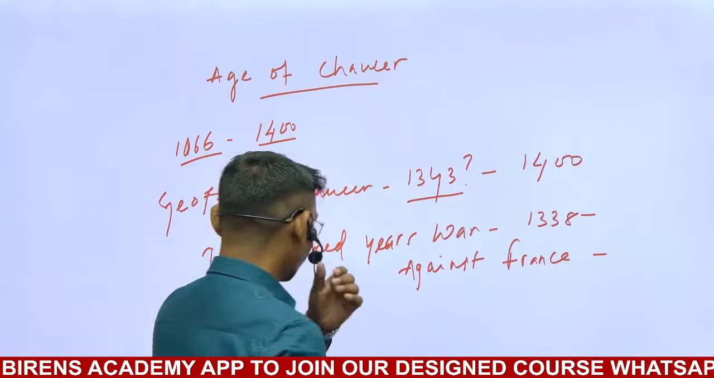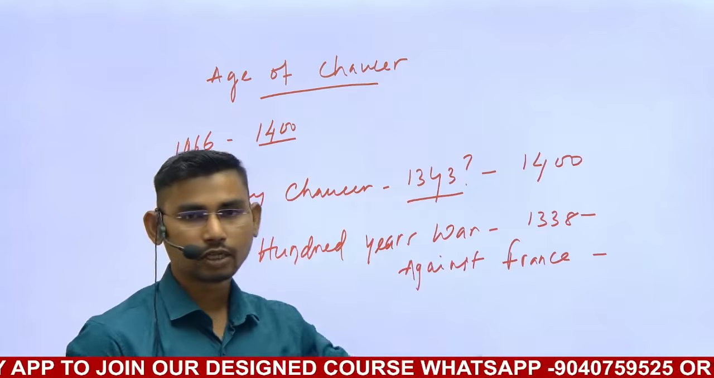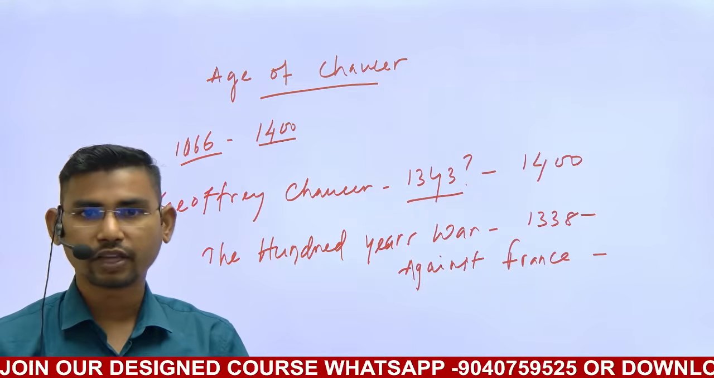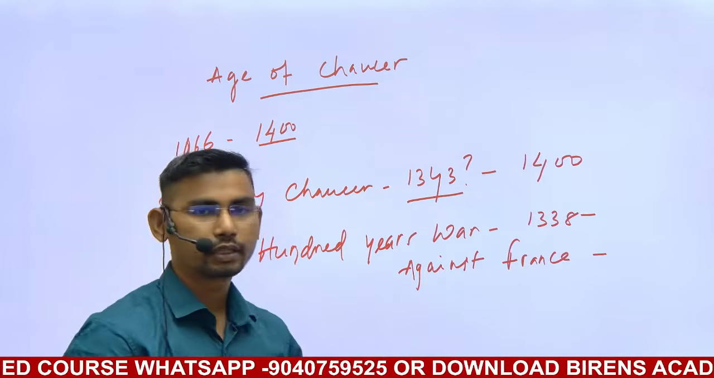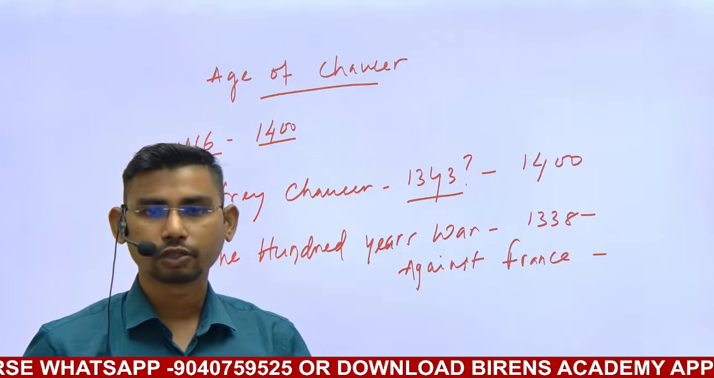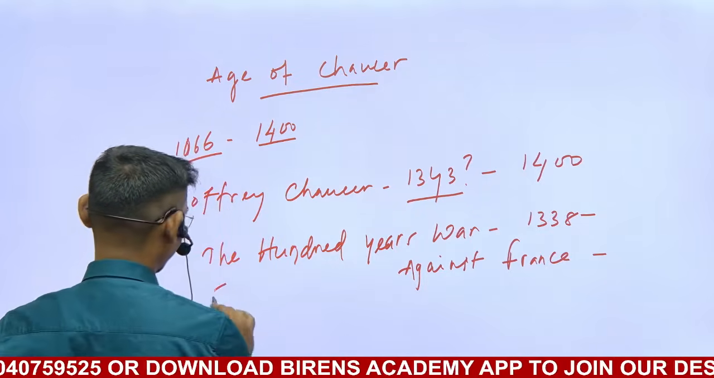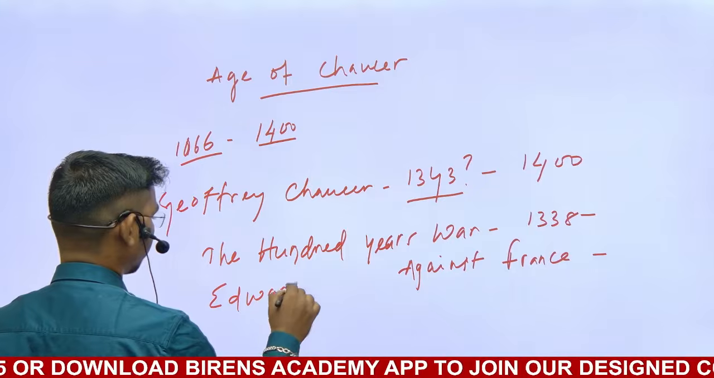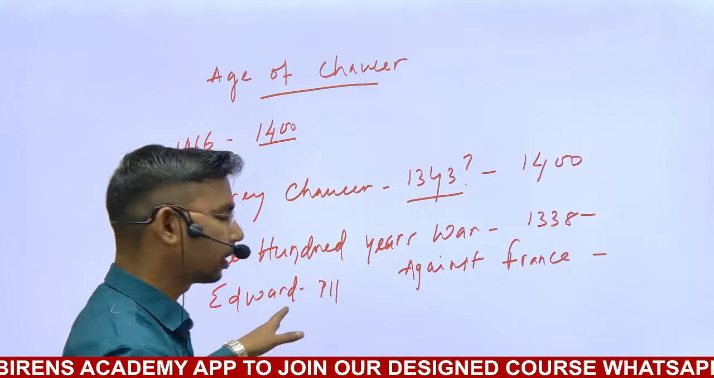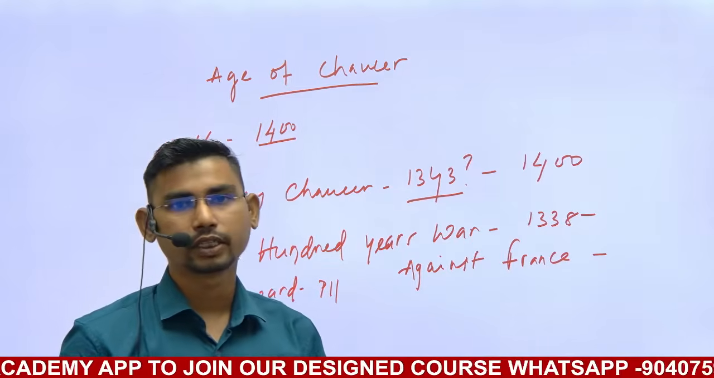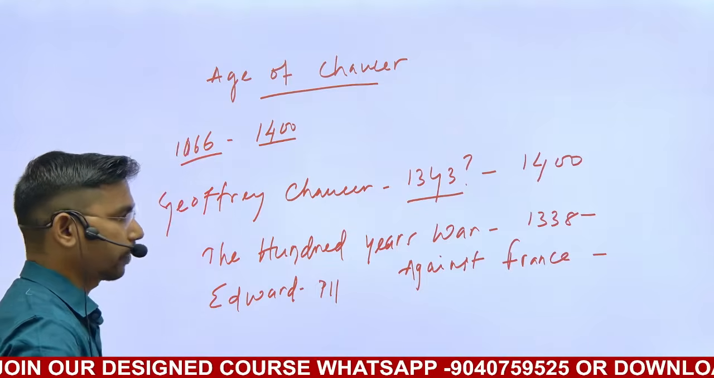They fought against France, and Geoffrey Chaucer also fought against France, in which he was caught by the French army. A big amount of ransom money was to be paid by the king then. Edward the Third was the king, and Edward the Third had to pay a big amount of ransom money in order to release Geoffrey Chaucer from the claws of the French army.